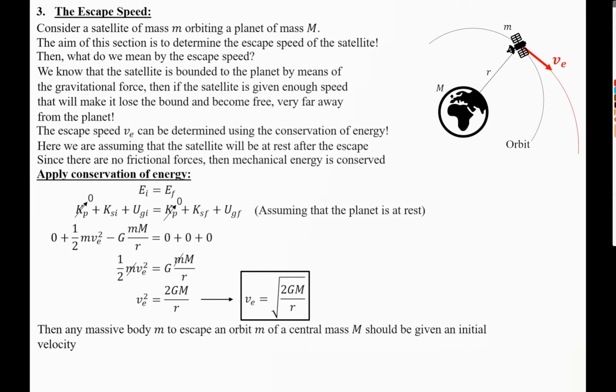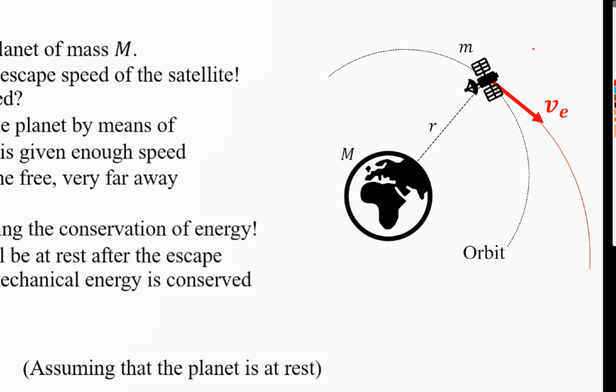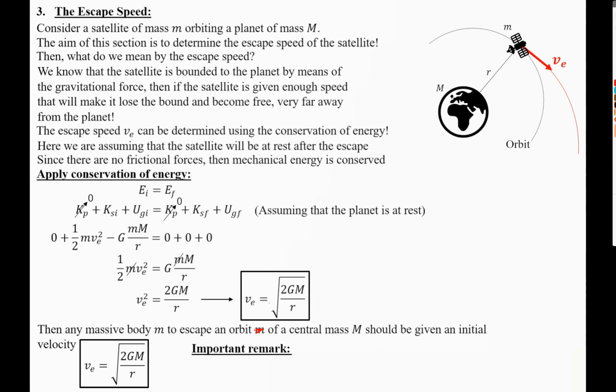Then any massive body m, to escape an orbit of central mass M, should be given an initial velocity given by the square root of 2GM divided by r. So let me repeat and say again. Suppose we have a satellite here that is orbiting a central mass M at a distance r. In order to make this satellite escape the bound, we need to give it an escape speed given by the square root of 2GM over r.